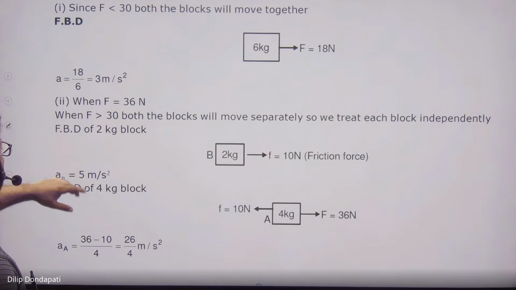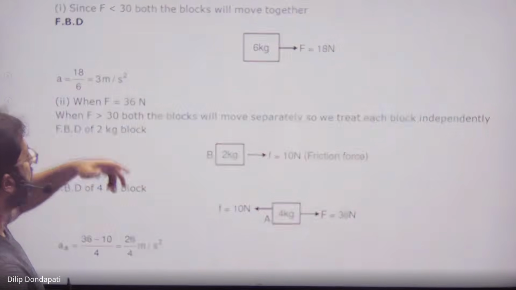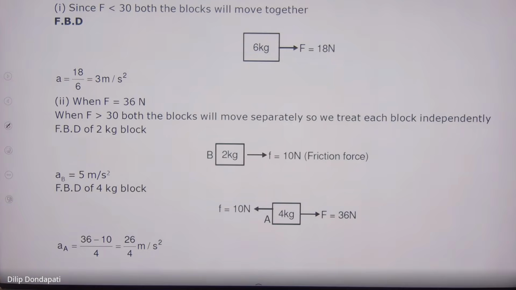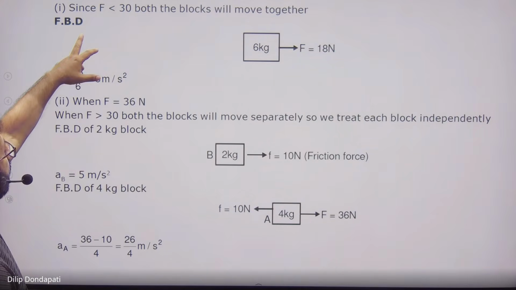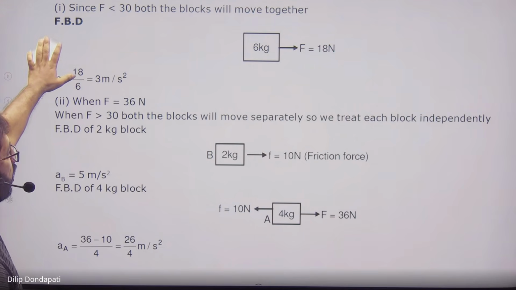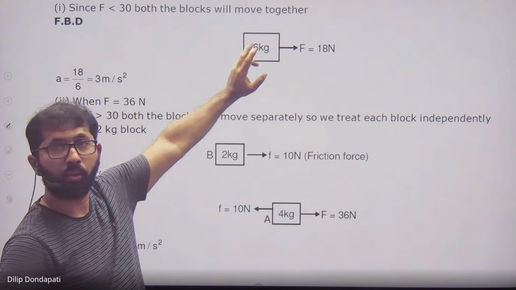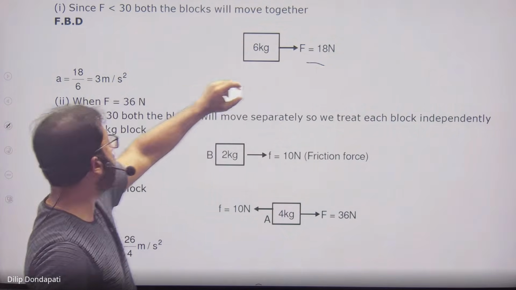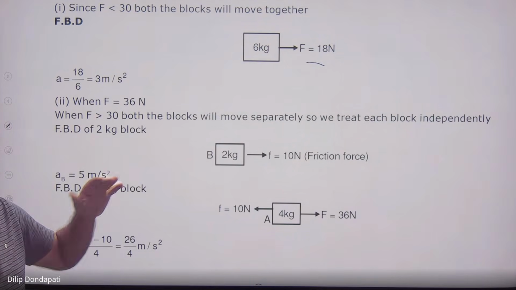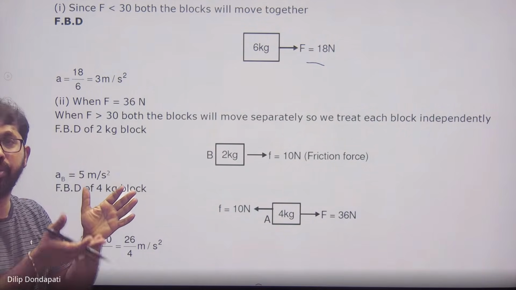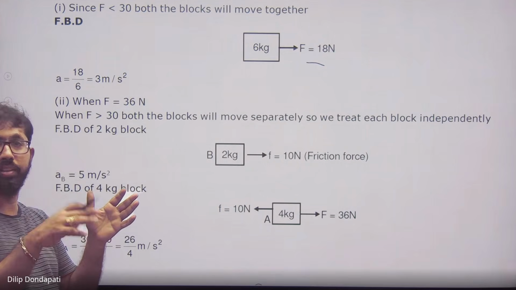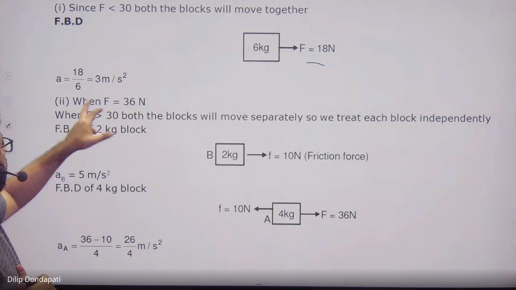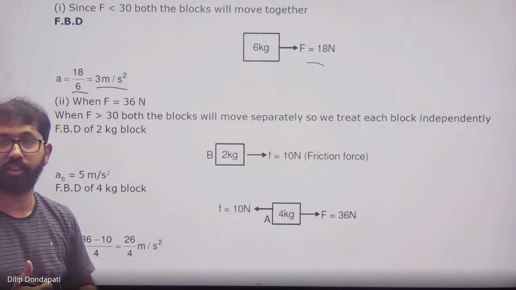So the first answer is 5, you are saying? Why 5? Sir, when F is 30, the blocks will move together, both will move together, right? So what is the acceleration? Net force by net mass. Net force is 18, and net mass is the total mass, because both are moving with the same acceleration. Apply the shortcut: net force by net mass. Net mass is 6, so the answer is 3 meters per second square.